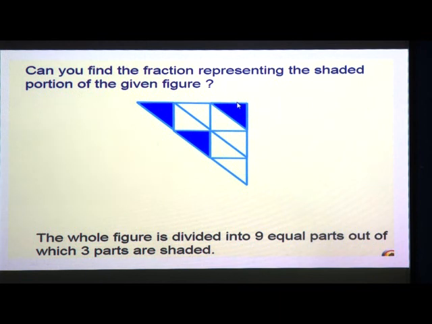So, to represent this in a fraction, what do we do? The shaded part, that is 3, comes in the numerator and the total number of equal parts comes in the denominator. So, the fraction for the shaded portion is 3 upon 9. The shaded region comes in the numerator and the total equal parts comes in the denominator. Then the shaded portion of the given figure is 3 upon 9.